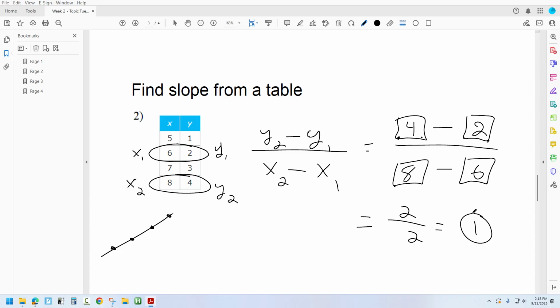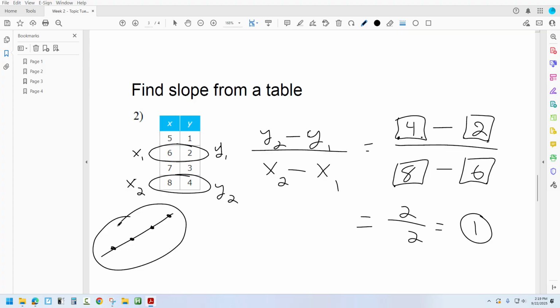So if I were to draw it, would it slant up to the right or would it go down to the right? Which way? Yeah, this would go up to the right. Look kind of like this one. So that's how you find slope from a table. Any question before we look at the last one?